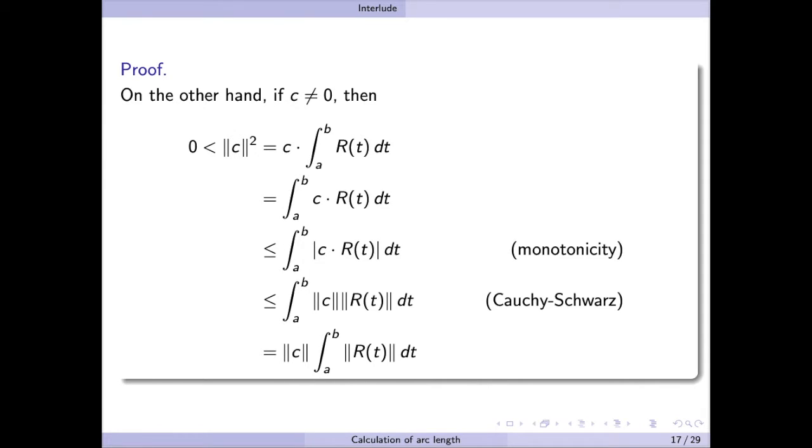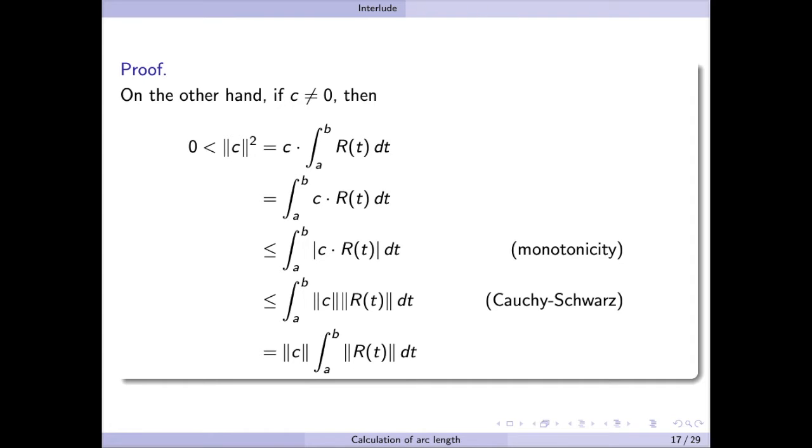On the other hand, if C is not 0, then the norm of C must be positive, and the norm of C squared must also be strictly positive. Now the norm of C squared equals C dotted with itself. So we can write this as C dot the integral from A to B of R of t dt. Now using proposition 8, we can absorb the constant vector C into the integral and write this as the integral from A to B of C dot R of t.